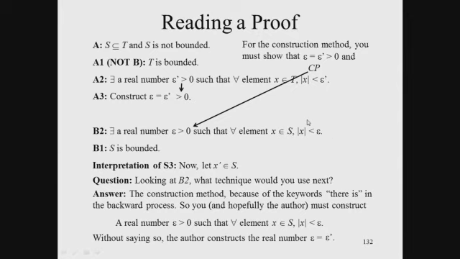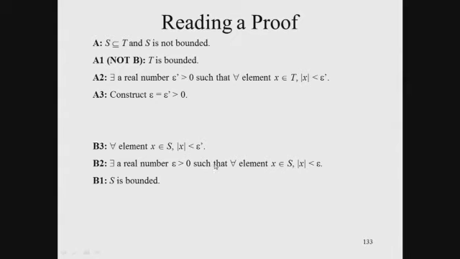So it remains to show that for every element x in S, the absolute value of x is less than epsilon prime. And notice that all of this is going on in the author's head without telling you. All right, so here we are. The author has constructed epsilon equal to epsilon prime, which we know is positive from A2. It remains to show that for every element x in S, the absolute value of x is less than epsilon prime.